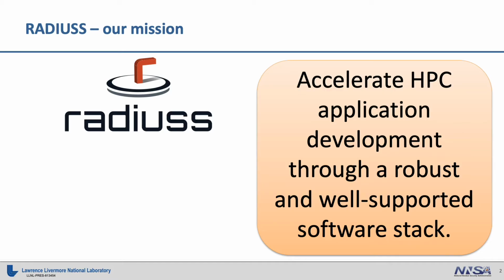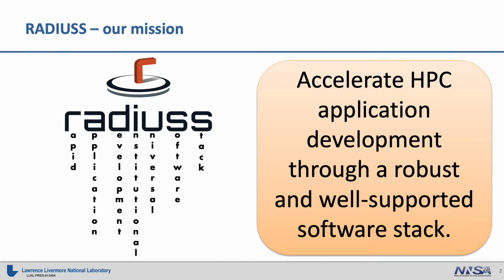So at a high level, what are we about? Well, we want to accelerate HPC application development through a robust and well-supported software stack, largely developed here at Livermore, all of it open source and easily downloadable and buildable. And since I get asked all the time, RADIUS is an acronym. It stands for Rapid Application Development Using an Institutional Universal Software Stack.